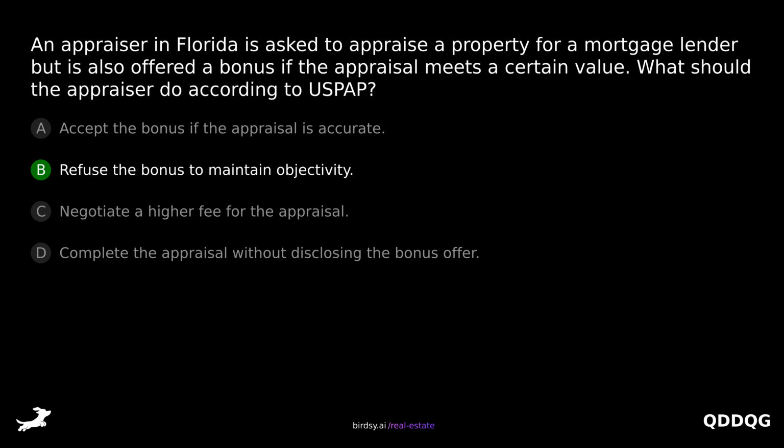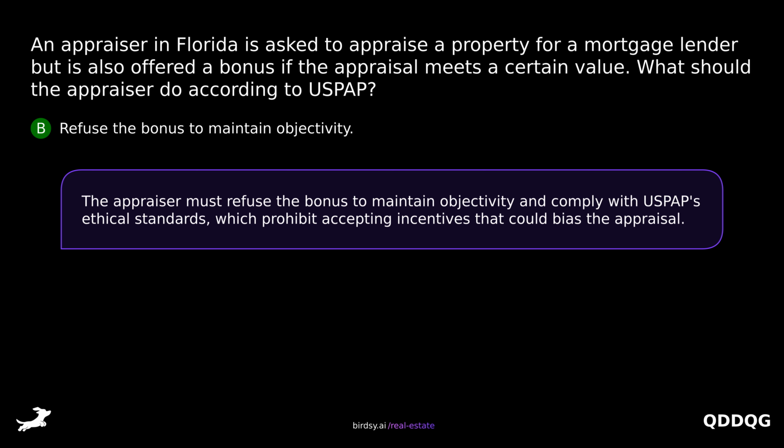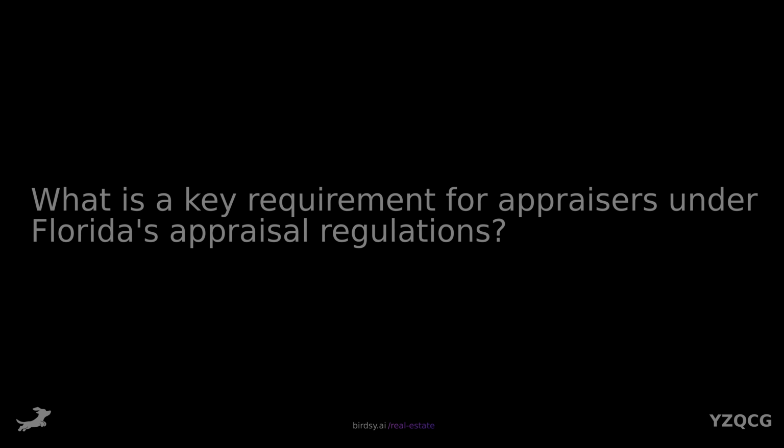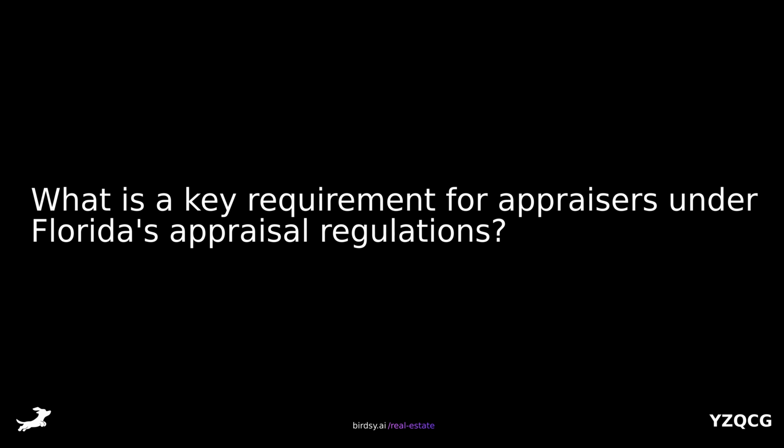The answer is B, refuse the bonus to maintain objectivity. The appraiser must refuse the bonus to maintain objectivity and comply with USPAP's ethical standards, which prohibit accepting incentives that could bias the appraisal. What is a key requirement for appraisers under Florida's appraisal regulations?